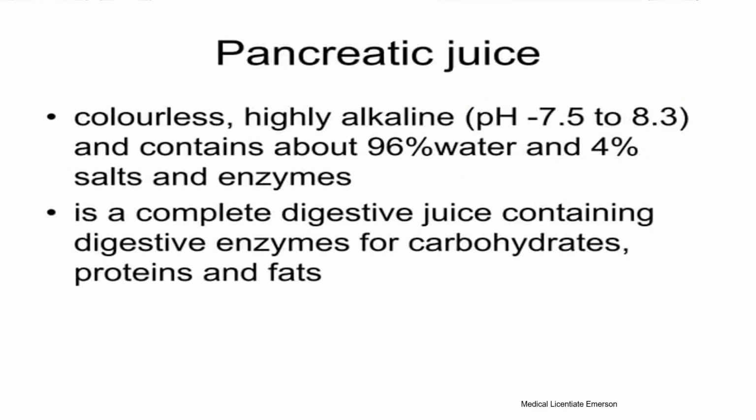It also secretes what we call pancreatic juice, which is colorless, highly alkaline, with a pH of about 7.5 to 8.3, and contains about 96% water and 4% salts and enzymes. It is a complete digestive juice containing digestive enzymes for carbohydrates, proteins, and fats.